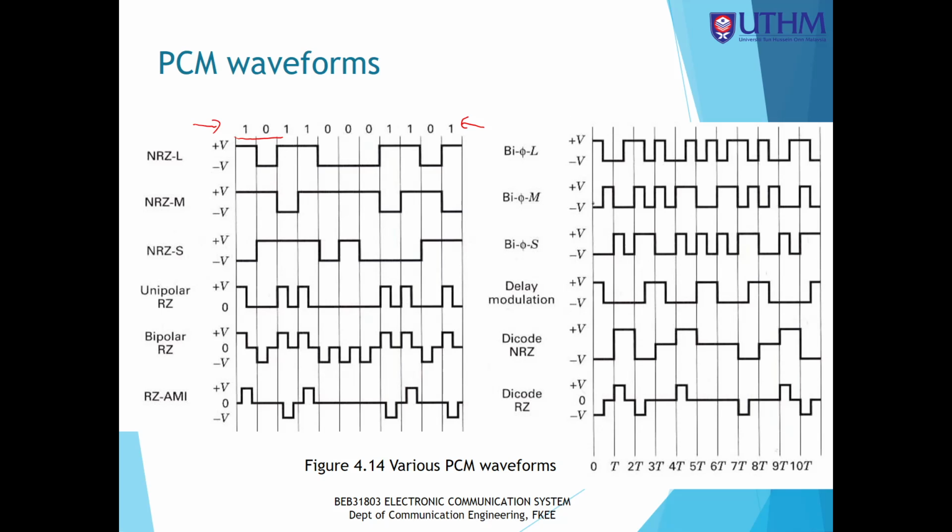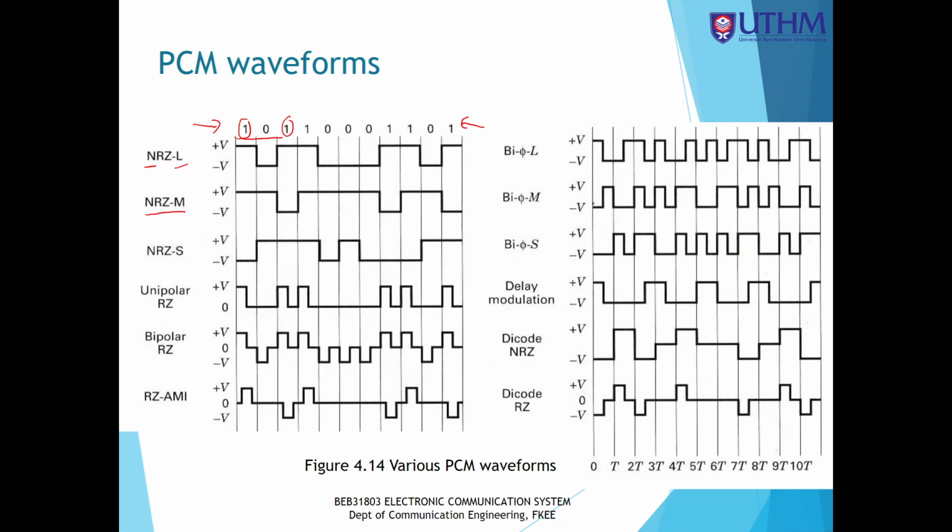Dia bentuk pulses. So untuk non-return to zero, L here is level. Okay, so dia akan convert logic 1 with positive output voltage, logic 0 with negative output voltage, dan seterusnya. Okay, kemudian non-return to zero, M for mark.